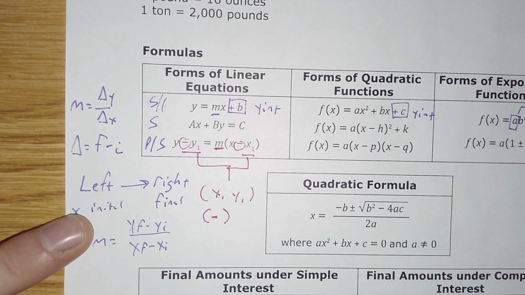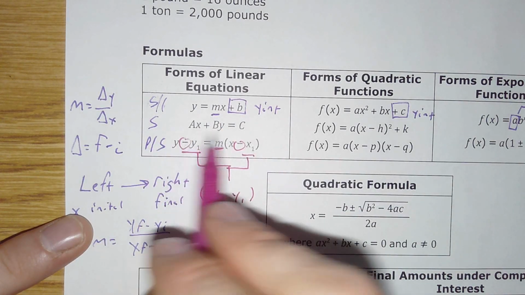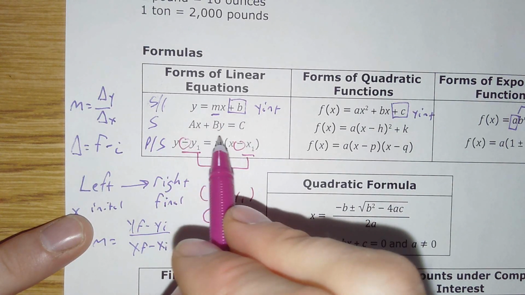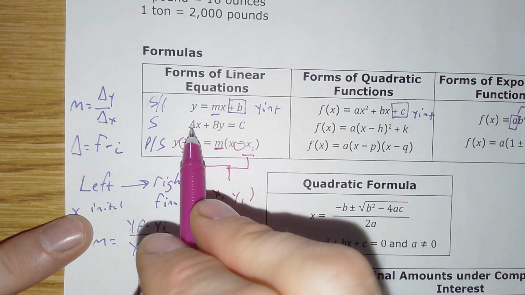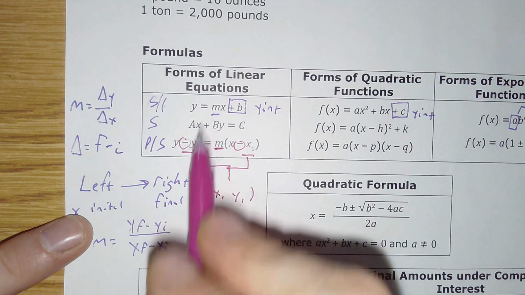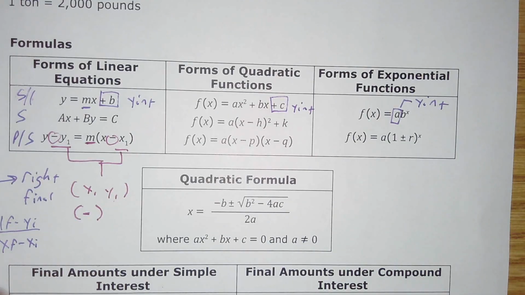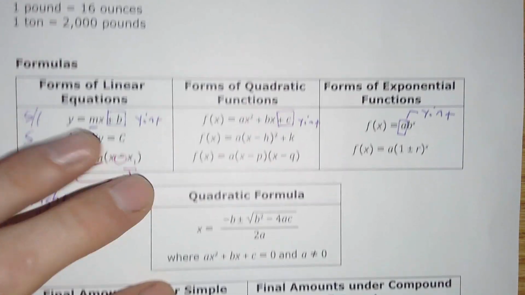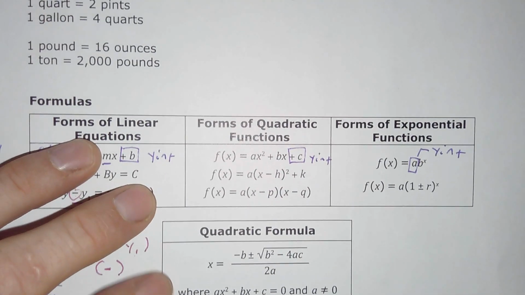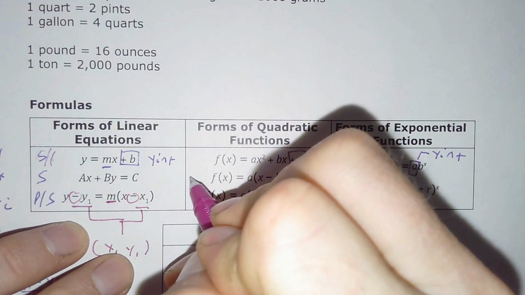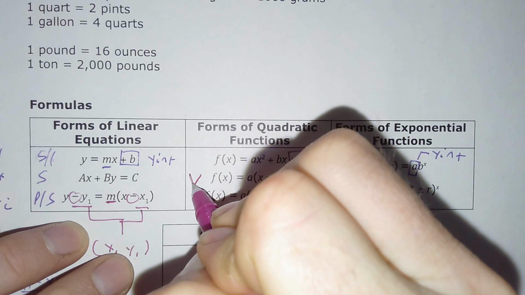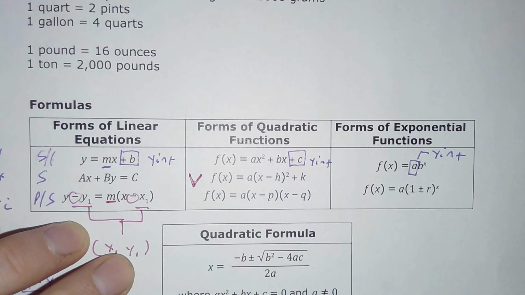Okay, and then your standard form, it's not really useful, but you can convert from here to either one of these using algebraic rules. All right, over here is your forms of your quadratic equation. And one thing I want you to know, this is your vertex form. It's your most useful form, in my opinion, is right there.